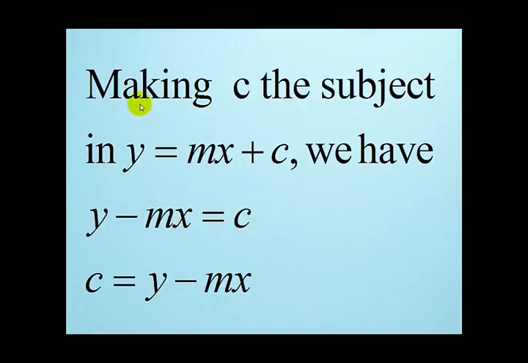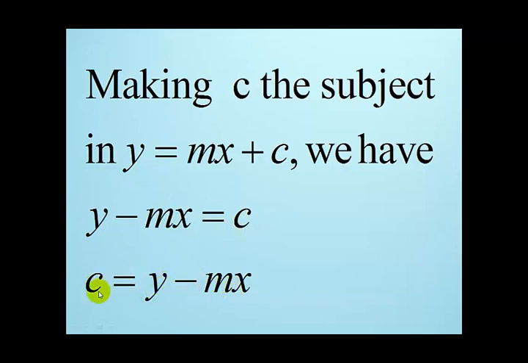Now, making c the subject in y equals mx plus c. If you want to make c the subject, that means that we want c to stand alone, and therefore mx on the right hand side becomes minus mx on the left hand side. So we have y minus mx equals c, and this can be written as c equals y minus mx. It's the same thing. That is, the right hand side is becoming the left hand side, and the left hand side is also becoming the right hand side. It changes nothing. It's still the same. y minus mx equals c is the same as c equals y minus mx.